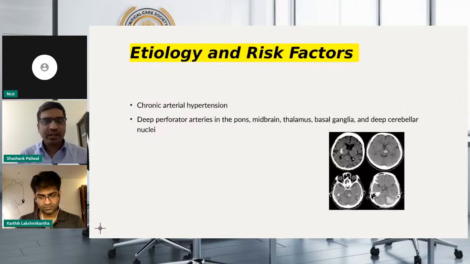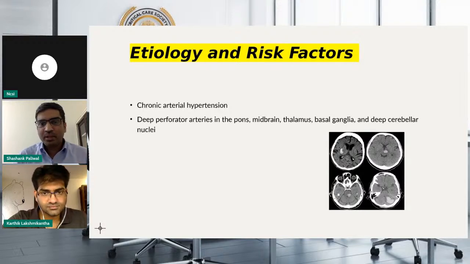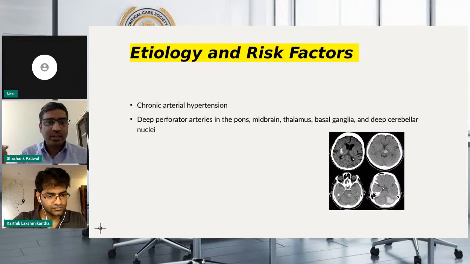Now coming to the risk factors and the etiology, as I already said, 50 to 70% of ICH are because of uncontrolled hypertension, and these are usually the most common cause. The most common location of such ICH is in the pons, midbrain, thalamus, basal ganglia, and as you can see in the diagram, I've shown some slides as well. These kinds of ICH are most probably spontaneous ICH, and the etiology is uncontrolled hypertension.